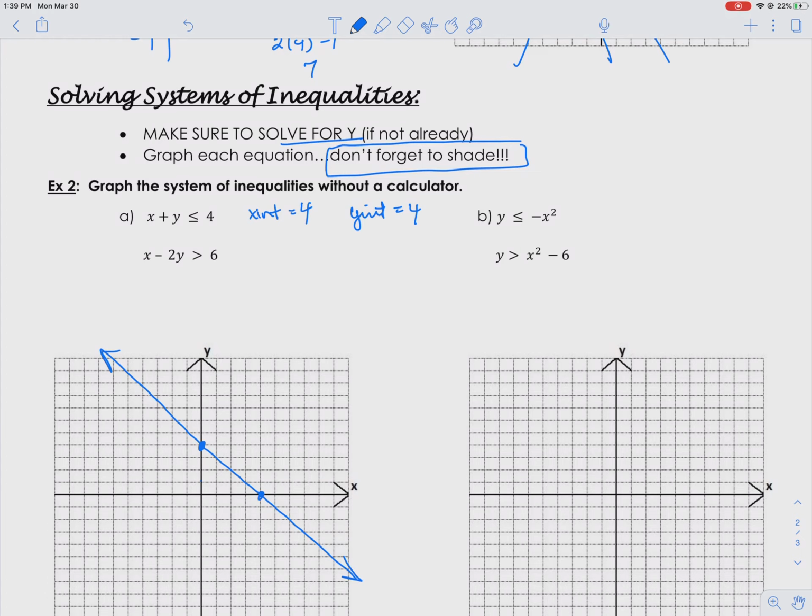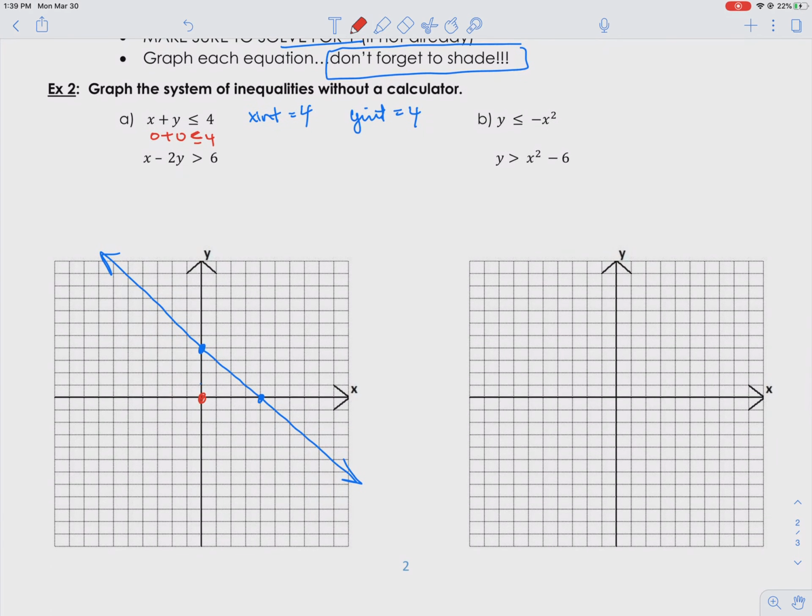Okay, now I'm going to plug in a point. Again, I love plugging in my 0, 0. So if I plug that in, 0 plus 0 is smaller than 4. Is 0 smaller than 4? Yes, it is. So I'm going to shade where that is. So I'm going to shade it down here.